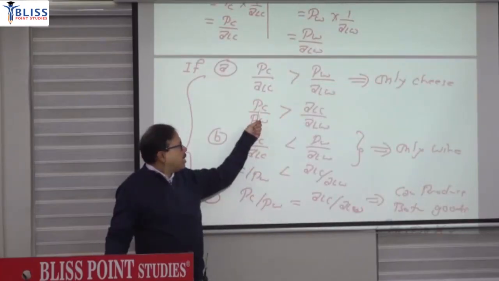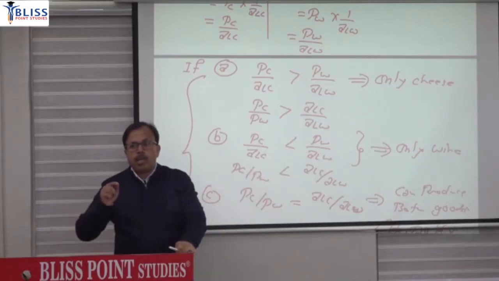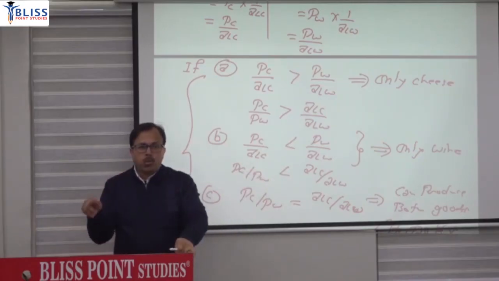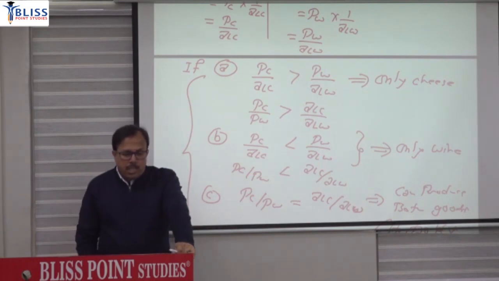If you are saying that the relative price of cheese is greater than the opportunity cost of cheese, it means workers are paid more wage in cheese as compared to wine. If the relative price of cheese is greater than the opportunity cost of producing cheese, then the country will produce only cheese.